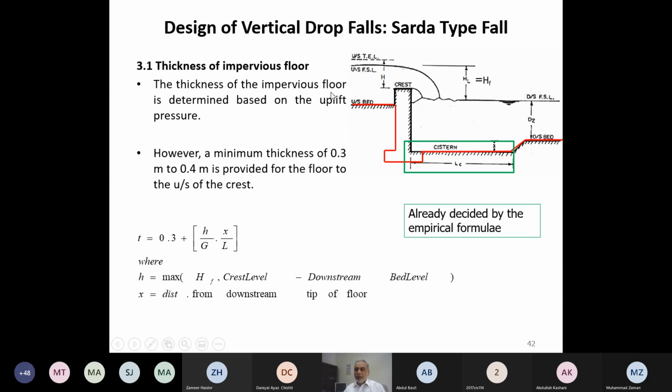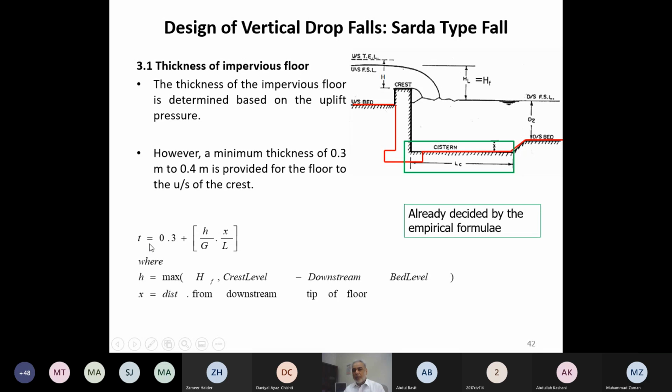So once the floor length has been decided, next thing is thickness of the floor. Thickness of the floor is decided based upon the uplift pressure which is caused by this seepage water. And we assume that uplift pressure, at the end of the floor, is reduced to 0. So thickness will be decided in SI units.